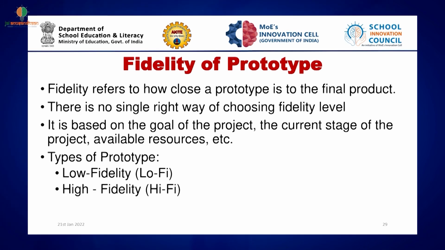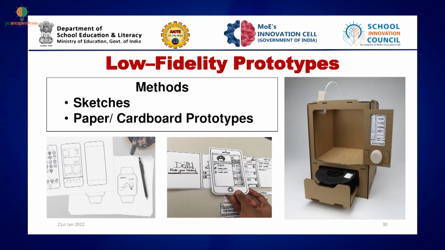So there are generally low fidelity prototype and high fidelity prototype, but there are no binary strict boundaries between the two. As I mentioned in the previous image, it's always on a spectrum, and that is what we will try to understand. So for example, paper, cardboard models, or just sketches can also fall in the category of low fidelity prototypes.